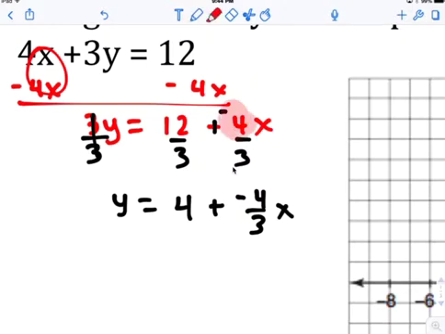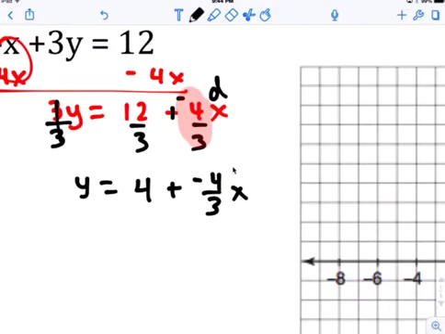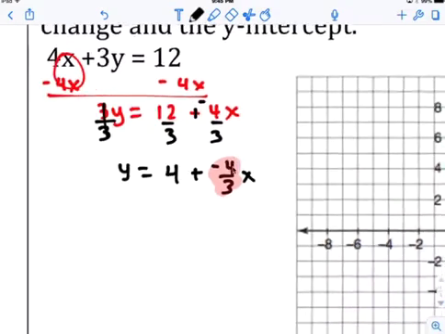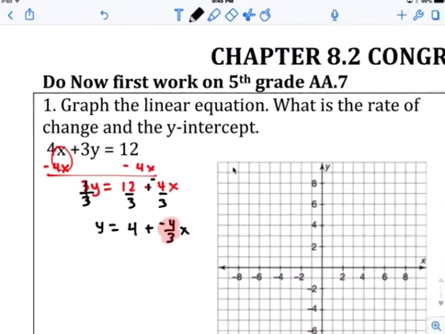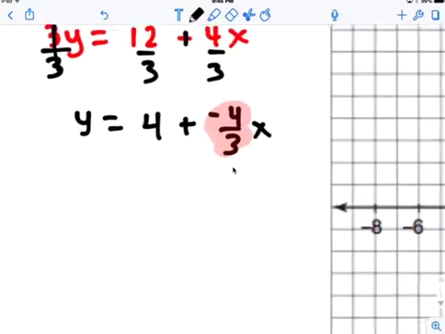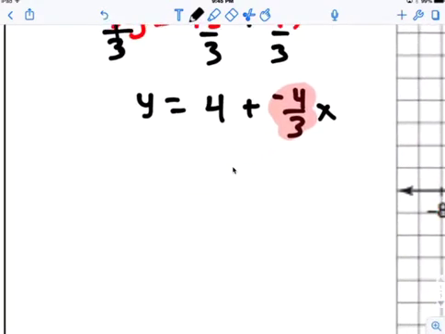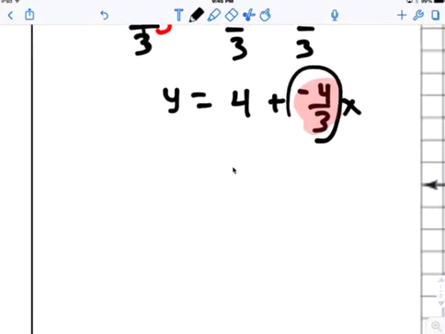Do not leave your rate of change in a decimal because it tells you to go down 4, right 3. Leave it like that. Leave the rate of change the way it is. So you start at the y-intercept. Okay, it asks here what is the rate of change and the y-intercept. The slope, same thing as the rate of change. This is the rate of change, or what we call slope.